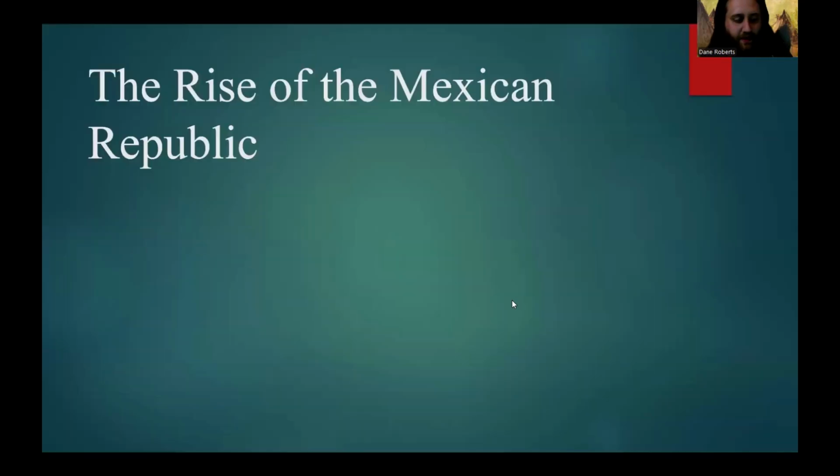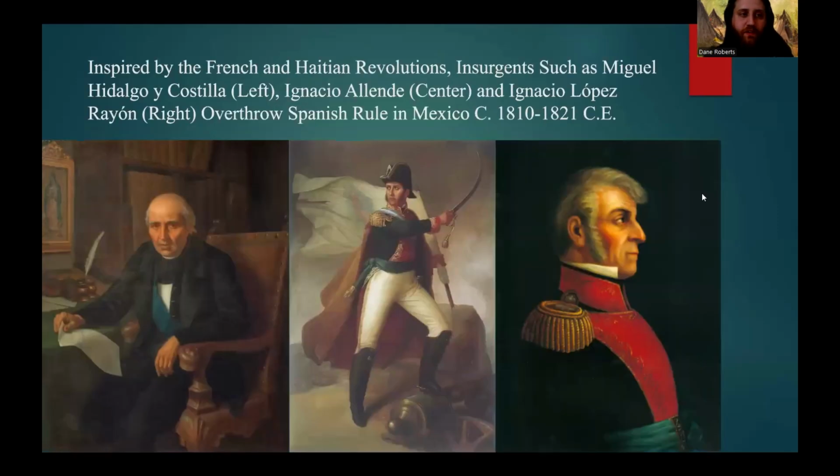Now this brings us to our next section, the rise of the Mexican Republic. So, inspired by the French and Haitian revolutions, insurgents such as Miguel Hidalgo y Castilla, Ignacio Allende, and Ignacio Lopez Rayon would go on to overthrow Spanish rule in Mexico over an 11-year period between 1810 and 1821 CE. Sometimes they would work together, sometimes independently, and of course, it's important to note these were by no means the only revolutionaries in Spanish Mexico at the time.